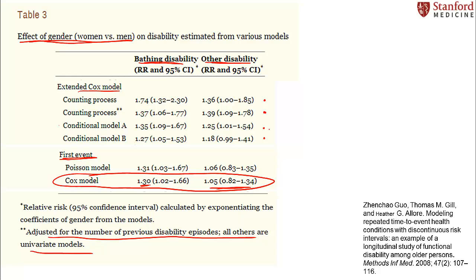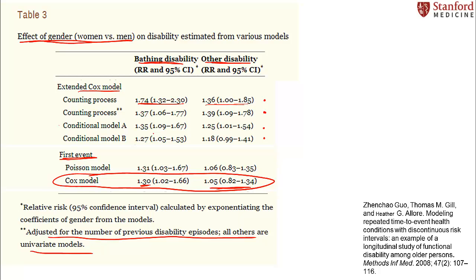And what you can see is that in the first counting process model, where they didn't adjust for which event you were on, for event number, they did get a slightly higher hazard ratio for men versus women for bathing. But for other disability, that was very similar to some of the other ones you're seeing here. When they adjust for event number, you get hazard ratios of 1.37 and 1.39. And then for the conditional models, you're getting hazard ratios in that ballpark.